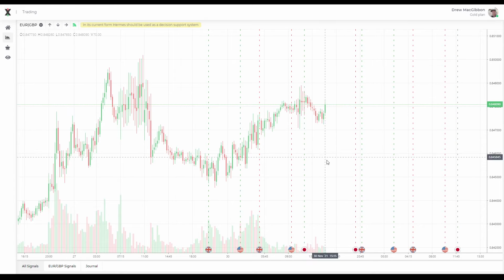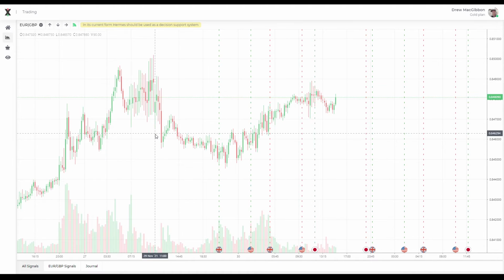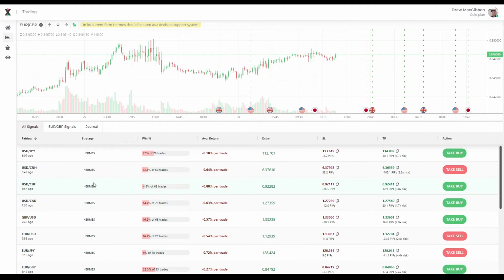It does appear there was still a bit of volume. There was a little bit of volume, but you can see as soon as it starts picking up here and here, the spreads get much tighter. So what we're looking for at the moment, I would assume, would be buys for Euro GBP.